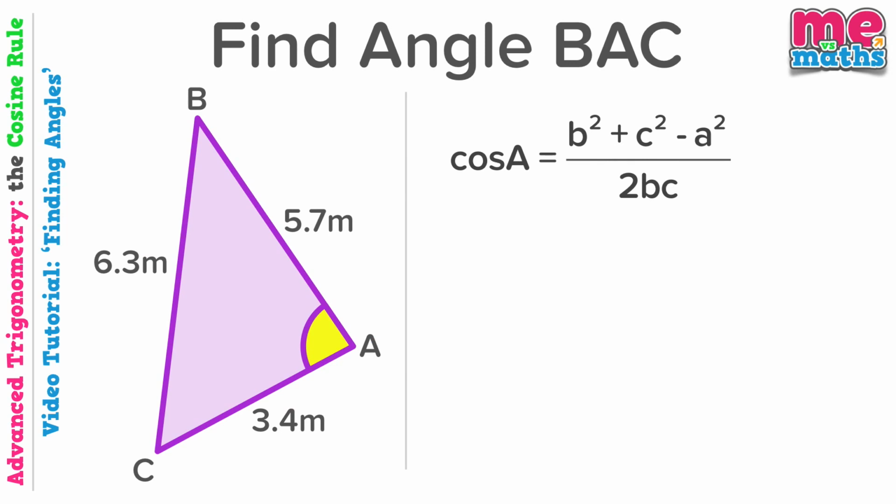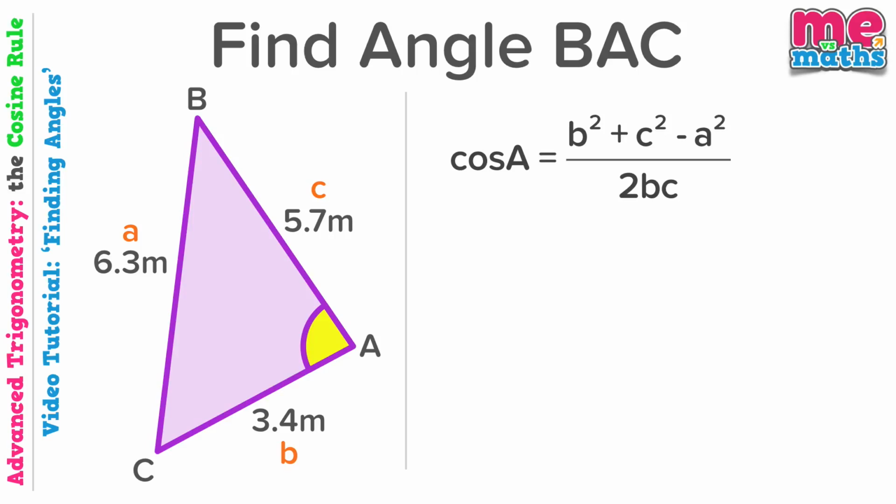We're being asked to find angle BAC. Remember, this means the angle at A made by lines from B and C. You can see it's actually marked on the diagram. We should be comfortable by now labelling up the sides, and we have our alternate form of the cosine rule ready to go, so let's substitute in what we know.